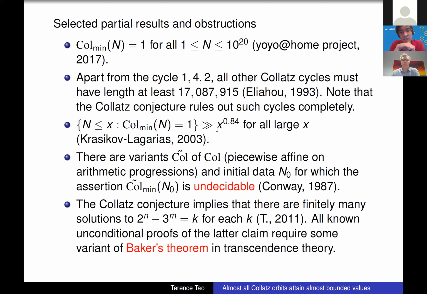Here's a nice result by John Conway, who unfortunately just passed away a few days ago due to coronavirus. The Collatz map is piecewise linear, or piecewise affine, on arithmetic progressions. On the even numbers, it is one linear map. On the odd numbers, it's another linear map. So you could easily try to generalize this conjecture. You could take other piecewise linear maps. Maybe if a number is divisible by 17, you do this, and if it's not divisible by 17, you do that, and so forth.